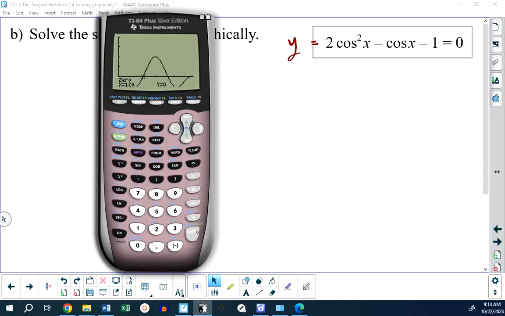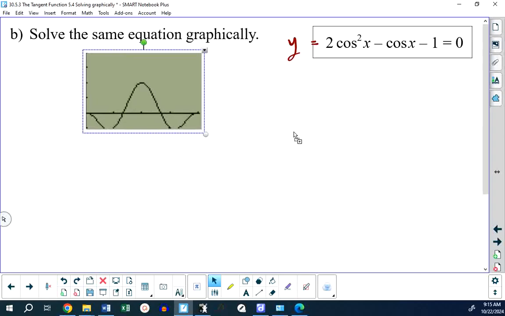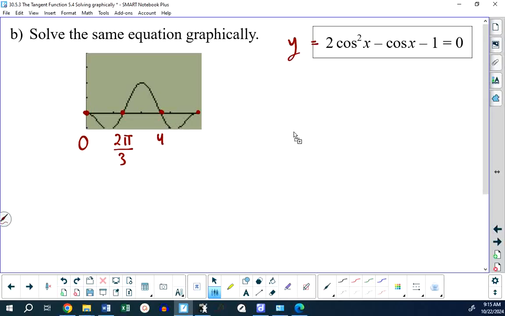And when you convert those into radians, when you put those 0 degrees into radians, you get 0 radians. 120 degrees is 2 pi over 3. 240 is 4 pi over 3. And then 360 is 2 pi. You get the solutions. Are we okay with that?